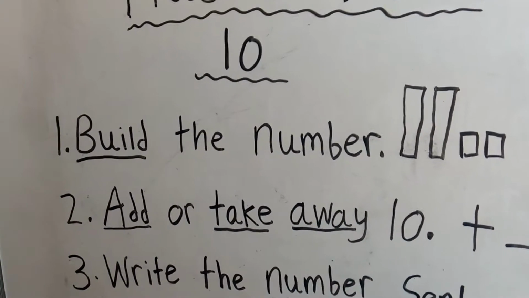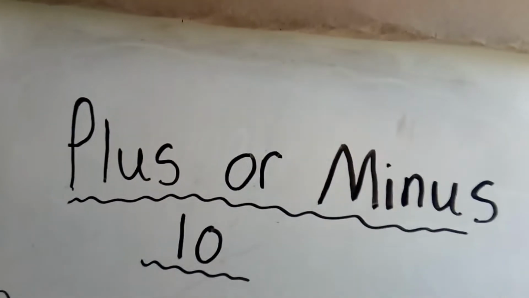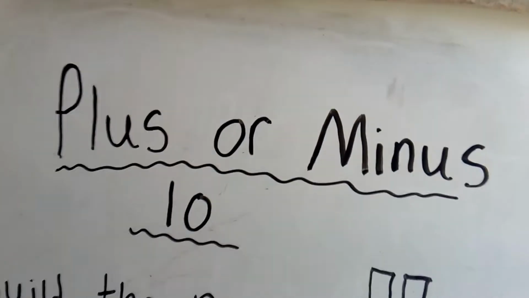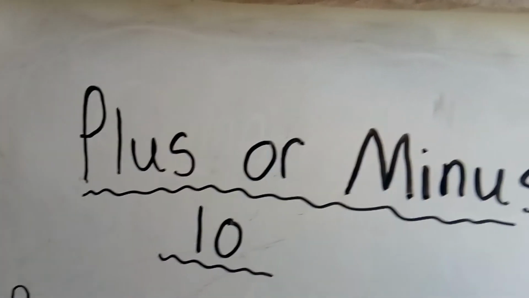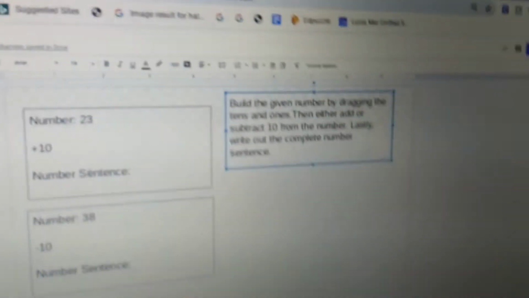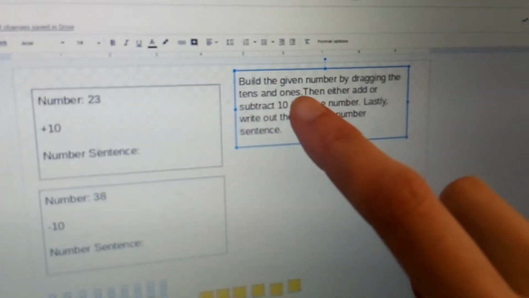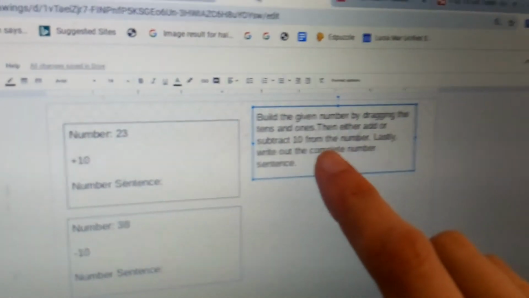So the first thing I'm going to do is I'm going to model all 3 of these steps for you. Your job is to listen real carefully so you can be experts at adding and subtracting 10 from a 2-digit number. Afterwards, you're going to help me complete the steps. So let's take a look at our problem. So you will have a worksheet similar to this in your independent practice section. So it says, build the given number by dragging the tens and ones. Then either add or subtract 10 from the number. Lastly, write out the complete number sentence.